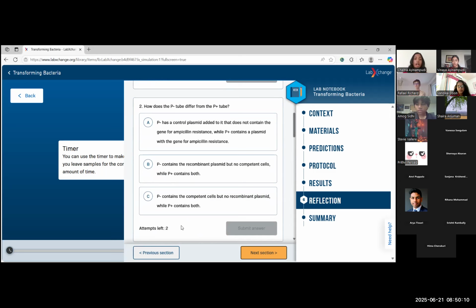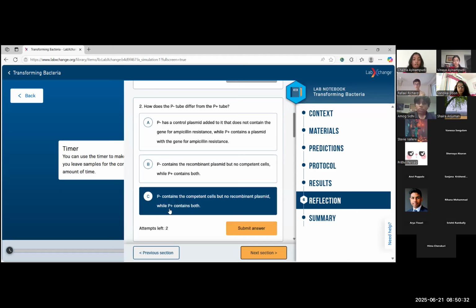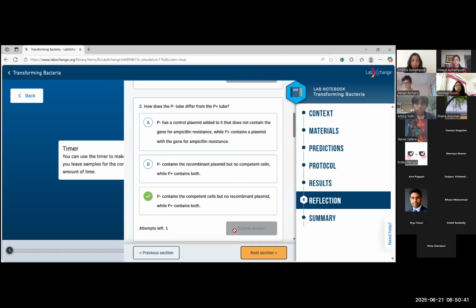For the second one, how does the P minus tube differ from the P plus tube? So if you remember back to our experiment, we only added plasma to the P plus tube, and the P minus tube got the LB broth along with the P plus tube. So the P minus tube does not have the plasma. So P minus has no plasma and has competent cells, because we added competent cells to both the P minus and the P plus, while the P plus contains both.